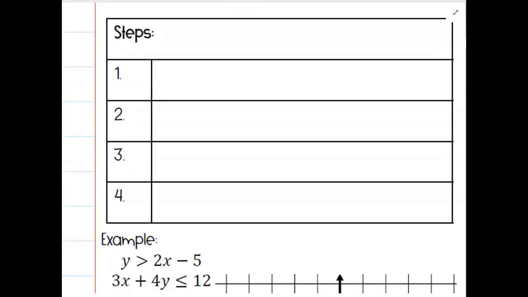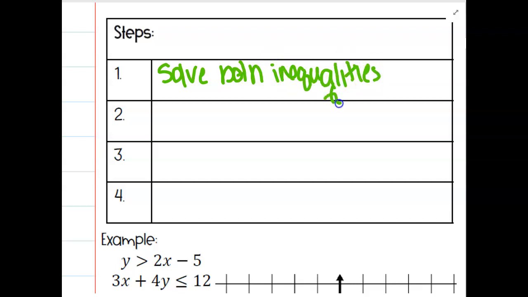So to graph a system of linear inequalities, the first step, kind of the same, except since I have two inequalities, we need to solve both inequalities for y. Solve both inequalities for y. So both of the inequalities need to say y equals or x equals. Okay? Same second step, you are going to go ahead and graph. But since we have two inequalities, you're going to graph both inequalities.